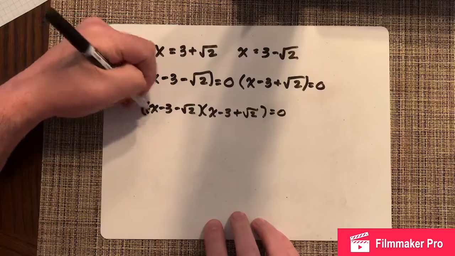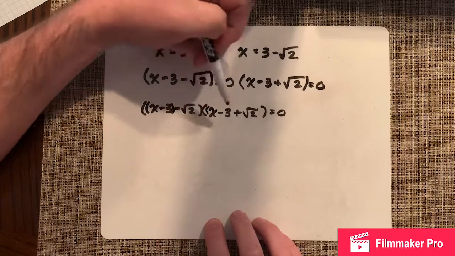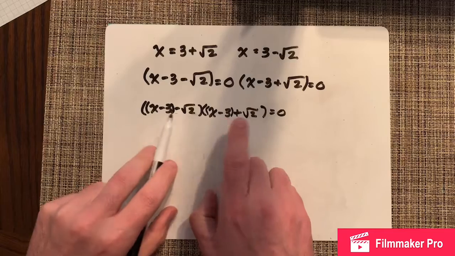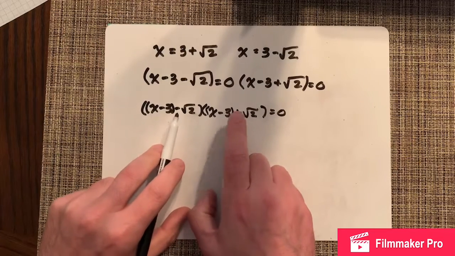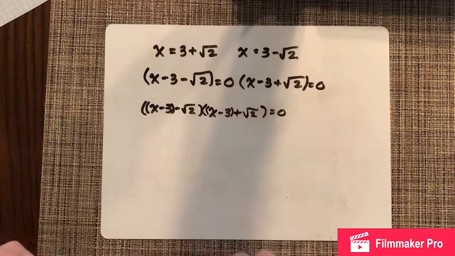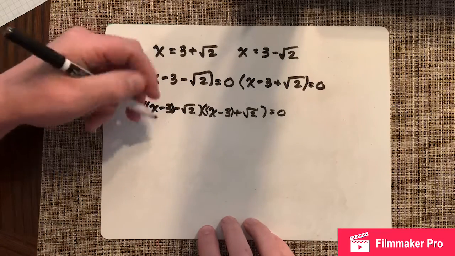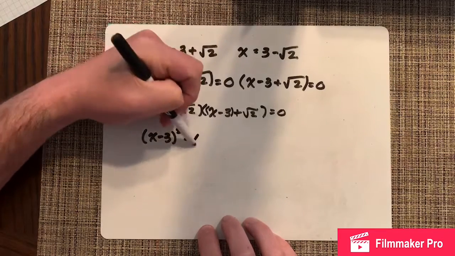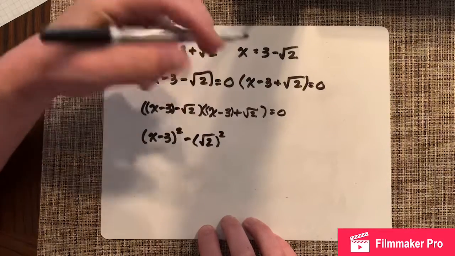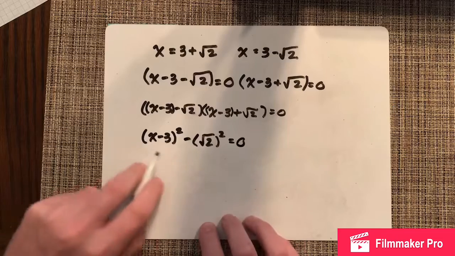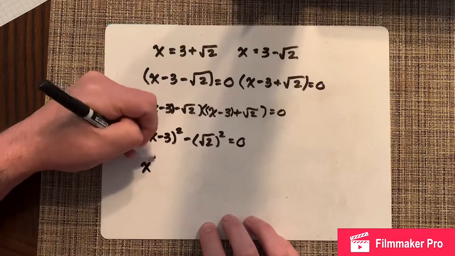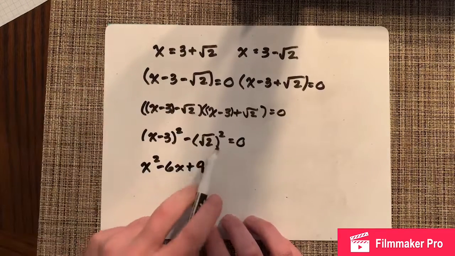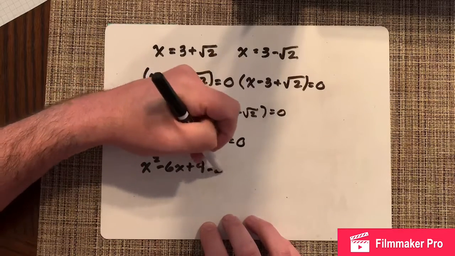So if I put parentheses around this, I have something here and then the same thing here, and I have a plus and a minus. Well, that has the structure of a difference of squares. So what that really is, is (x minus 3) squared minus (the square root of 2) squared equals 0. If I expand this (x minus 3) squared out, I'm going to get x squared minus 6x plus 9. And then the square root of 2 squared is actually just 2. So minus 2 equals 0.